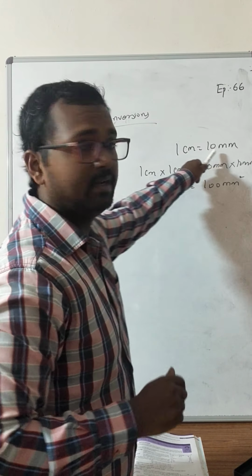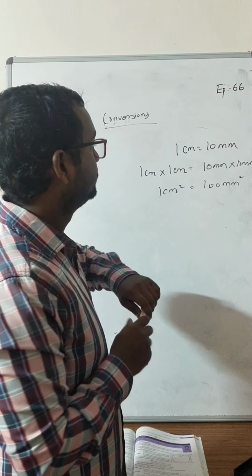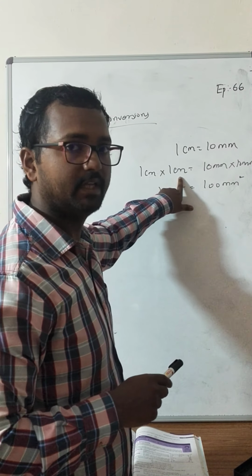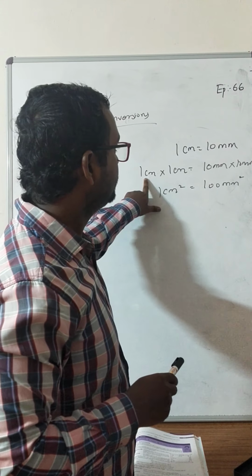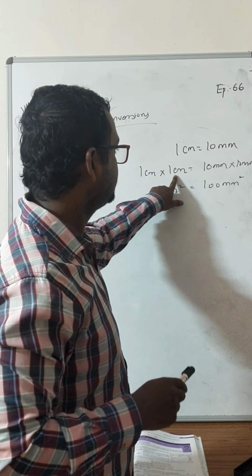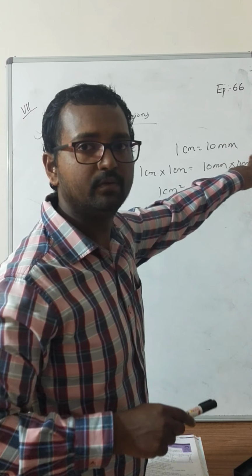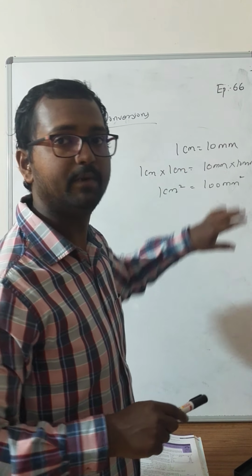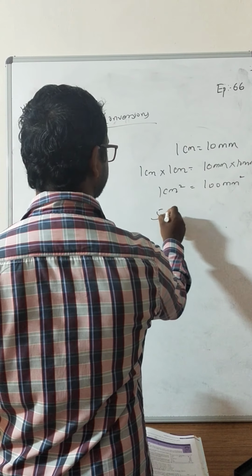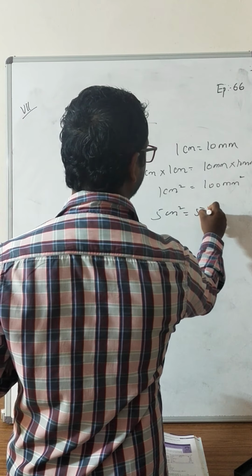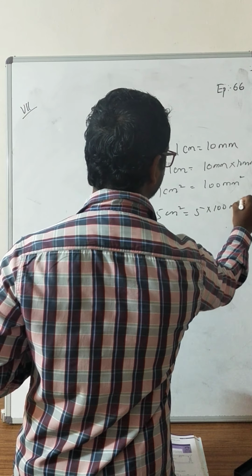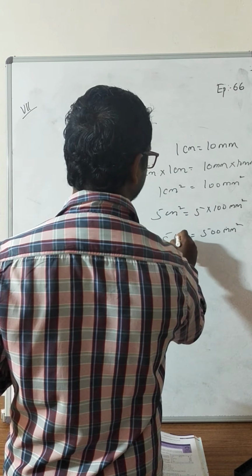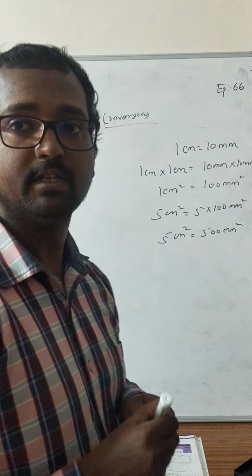See, 1 centimeter is 10 millimeter. To make 1 centimeter square, 1 centimeter has to be multiplied with again 1 centimeter. This 1 centimeter is actually 10 millimeter, and this 1 centimeter is actually 10 millimeter. So 10 millimeter into 10 millimeter is 100 millimeter square. So if 5 centimeter square, then we do 5 into 100 millimeter square, which is 500 millimeter square.